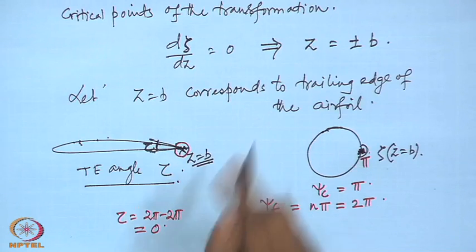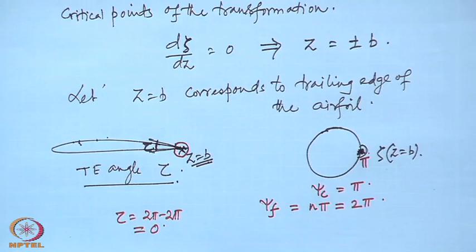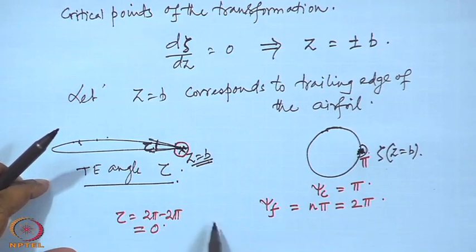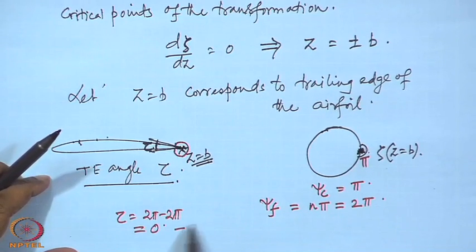So, by this transformation, that is by using Zhukovsky's transformation, only those airfoils which have 0 trailing edge angle can be converted to a circle, or the circles can be converted to airfoils with 0 trailing edge angle. The airfoils which have 0 trailing edge angle are called cusped trailing edge airfoils. If the trailing edge angle is 0, it is called a cusped trailing edge.